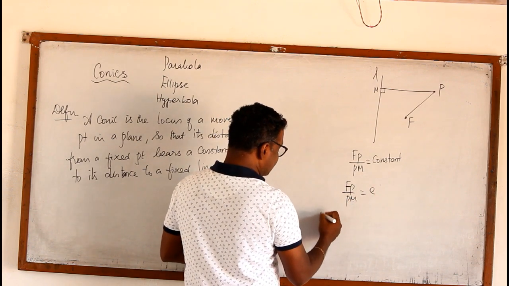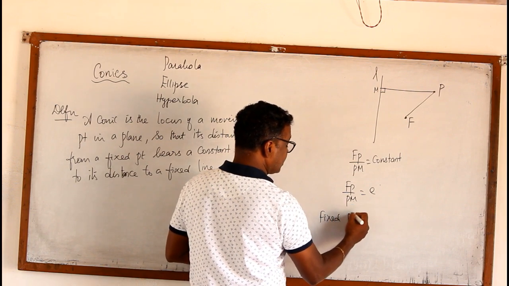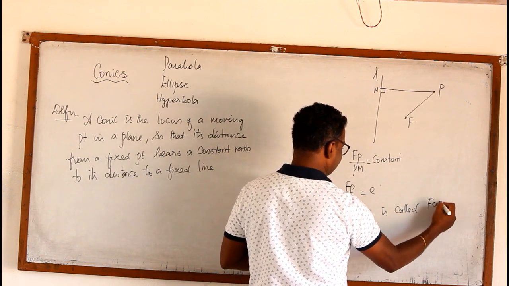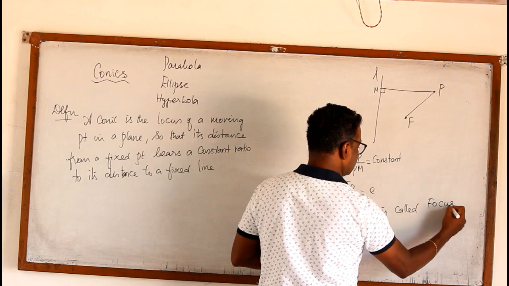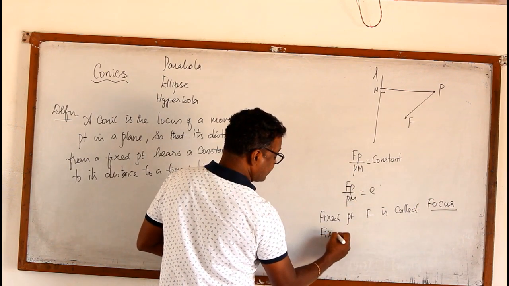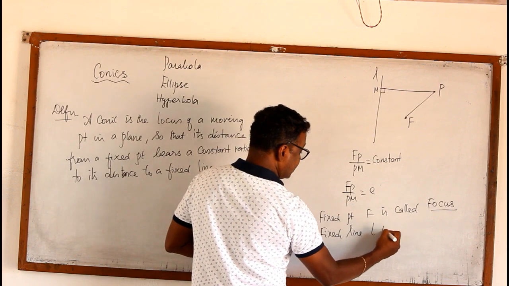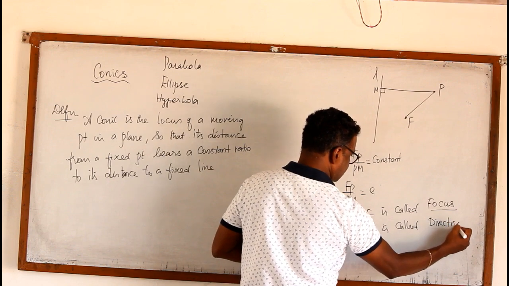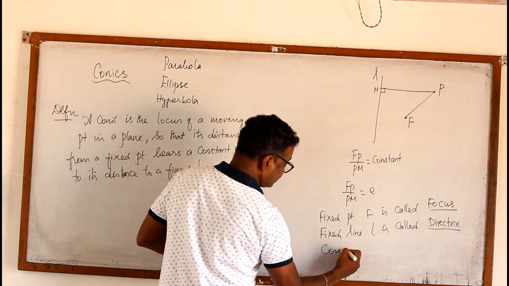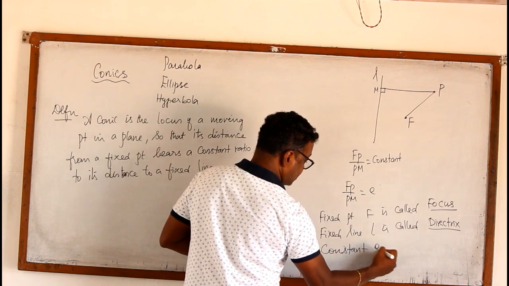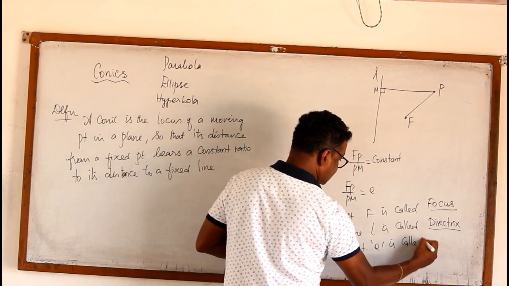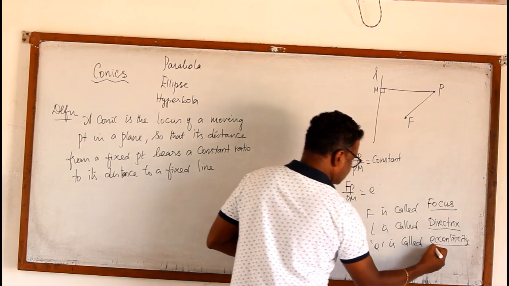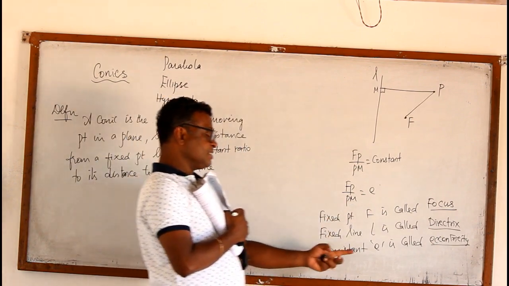Here the fixed point F is called the focus, the fixed line L is called the directrix, and the constant E is called the eccentricity. So a conic depends on this eccentricity value.